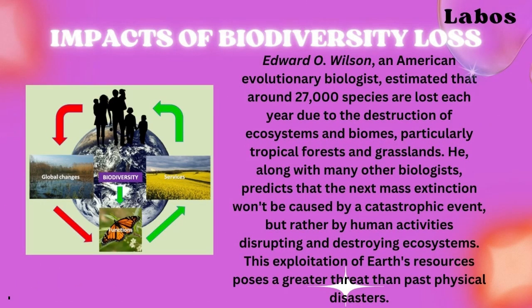Edward O. Wilson's estimation of 27,000 species lost annually due to ecosystem destruction underscores a grim reality. Human activities are driving a mass extinction event. Unlike past extinctions caused by cataclysmic events, this one is fueled by human actions like deforestation and habitat destruction. These activities disrupt ecosystems, leading to the loss of biodiversity essential for the planet's health and resilience. This ongoing exploitation of Earth's resources poses a profound threat, potentially surpassing the impacts of past natural disasters.